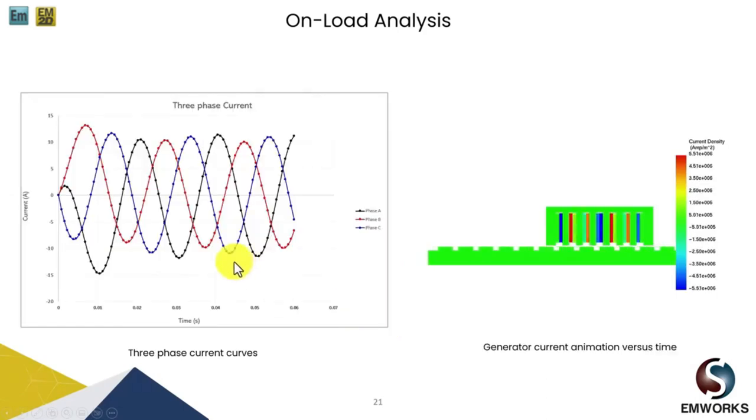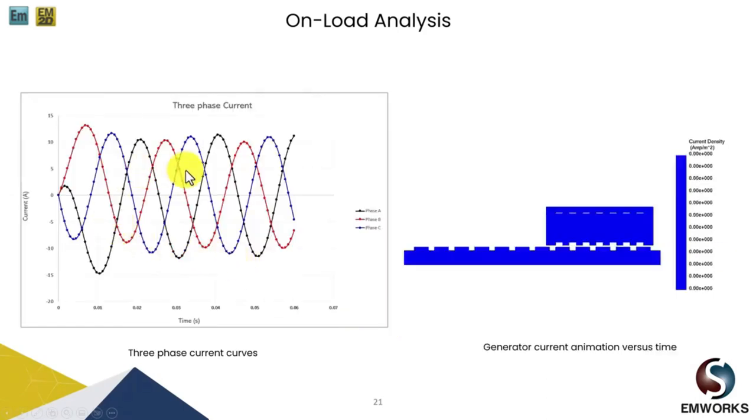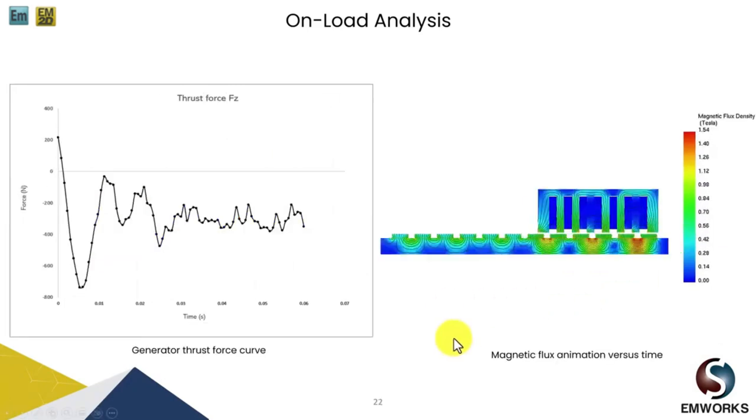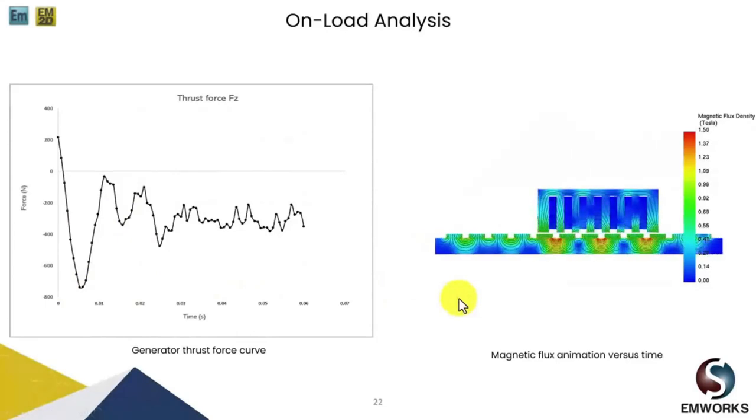These were the currents which were induced due to this load connected across the generator, and we can see it's around 10 ampere, and also we can see its current density, how the rotor is moving and how the current is getting induced. Next, we also obtained its thrust force, and since it's operating as a generator, we get a negative thrust force, which is around 300 Newton, having a peak of around 750 Newton. Also at no load, you can again visualize its magnetic flux animation versus time.